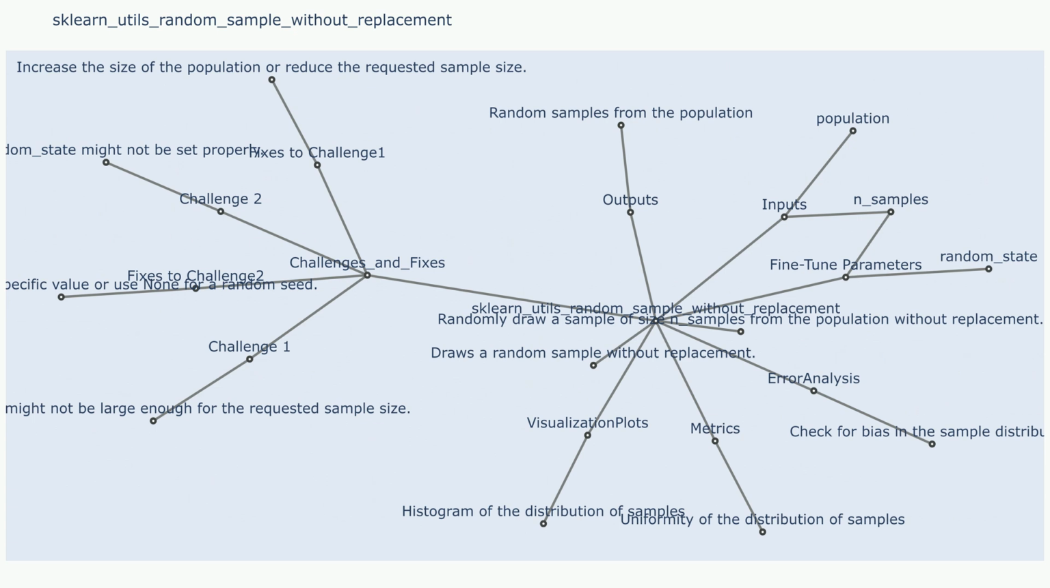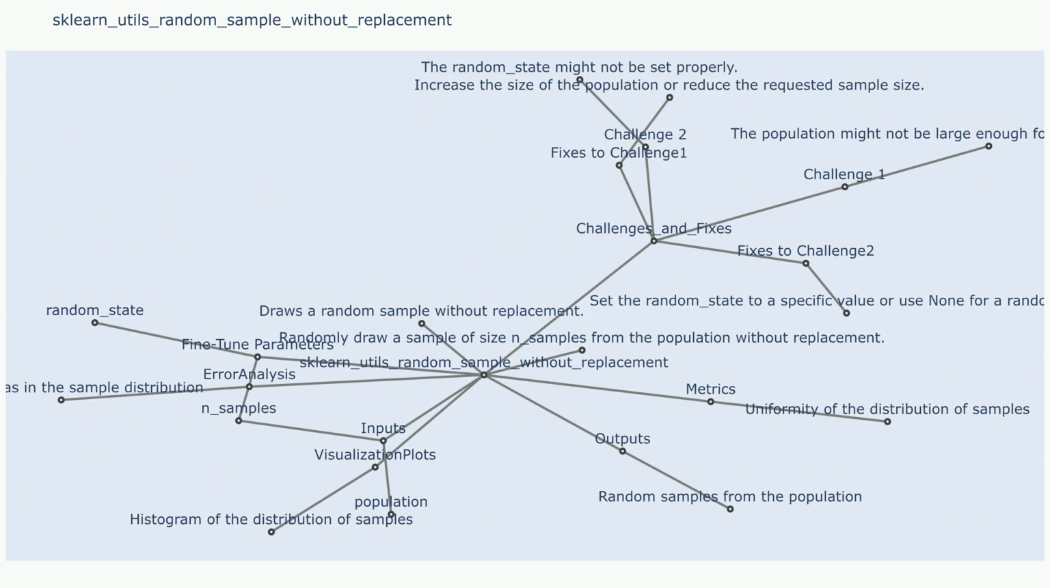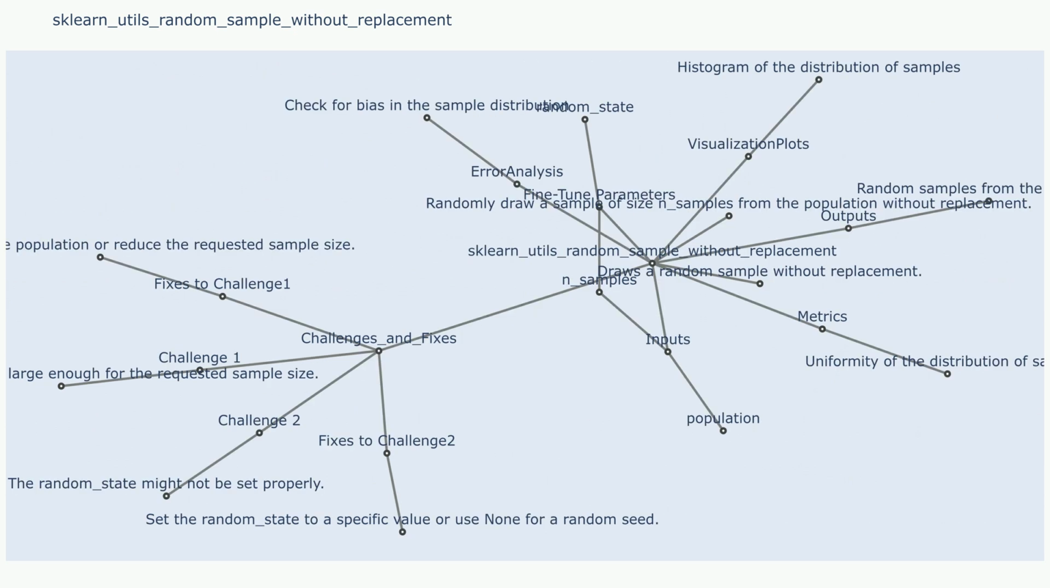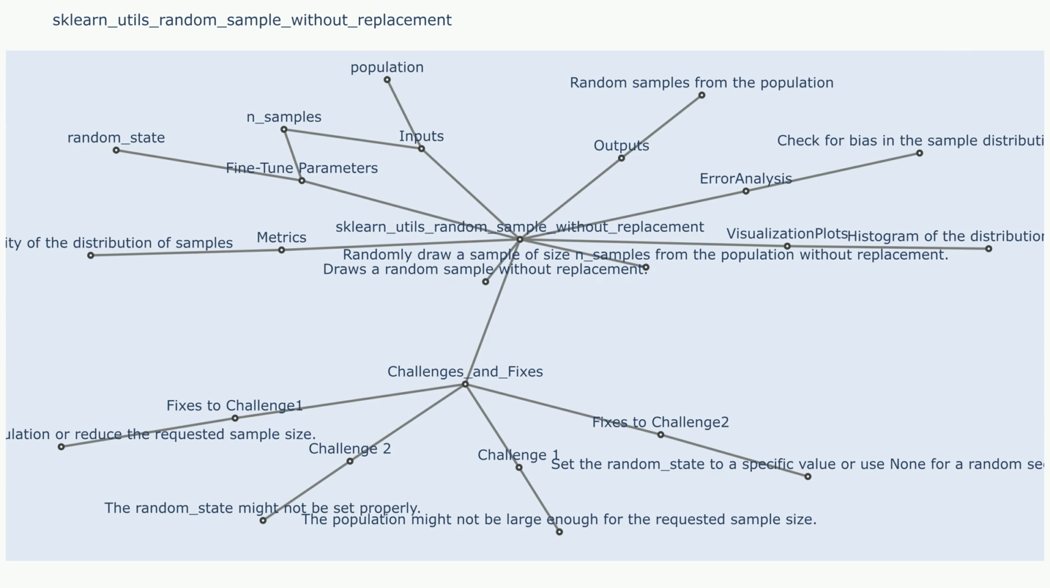Visualization plots. Histogram of the sampled values. Fine-tune parameters. n_samples: adjust the number of samples to generate based on your specific needs. Uncertainty methods. Since the function relies on a random shuffle, the uncertainty is inherent in the random sampling process.